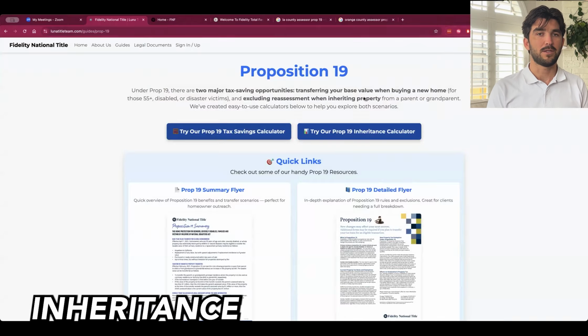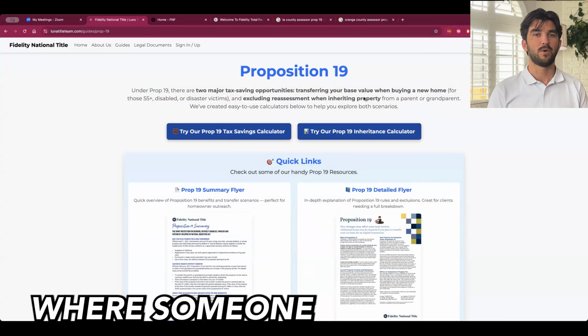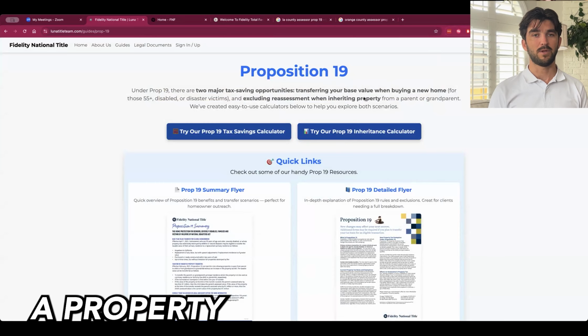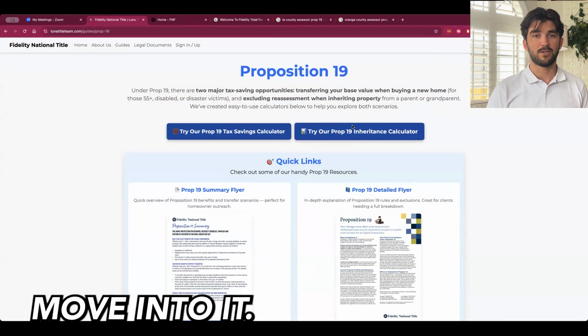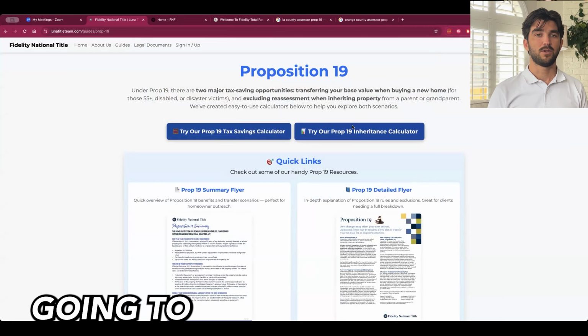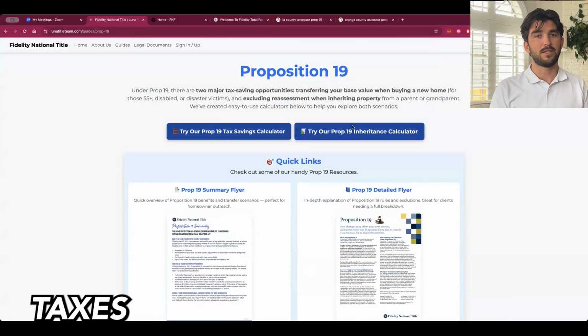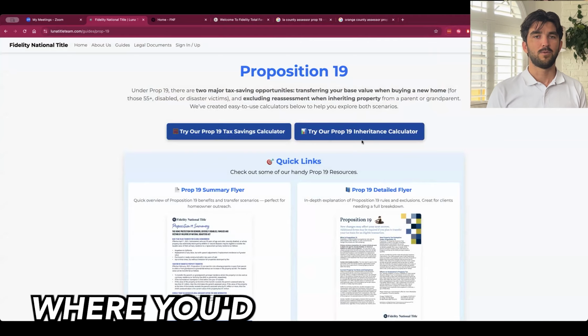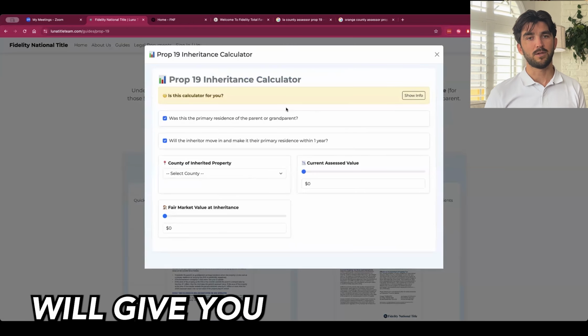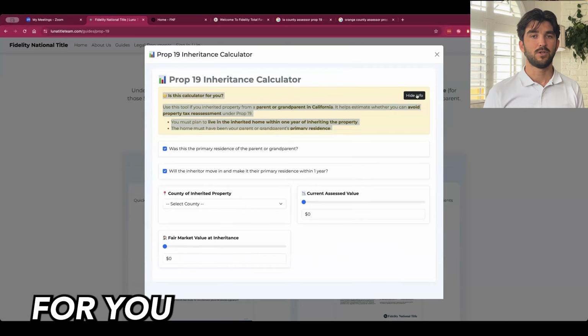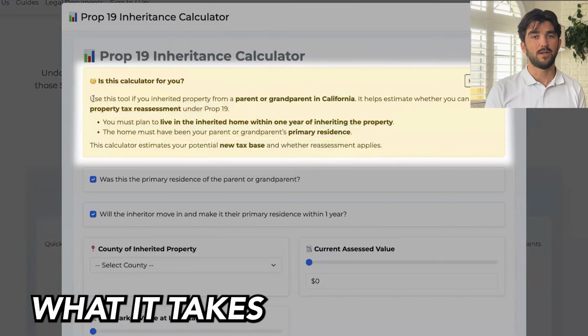So we'll do inheritance calculators. These would be a situation where someone is inheriting a property from a parent or grandparent. Maybe they're going to move into it, maybe they're not going to move into it, and they want to have an awareness of what's going to happen with the property taxes associated with that property. That's where you'd want to use this Prop 19 inheritance calculator. This calculator will give you an "Is this calculator for you?" section here where you can see what it takes to qualify.